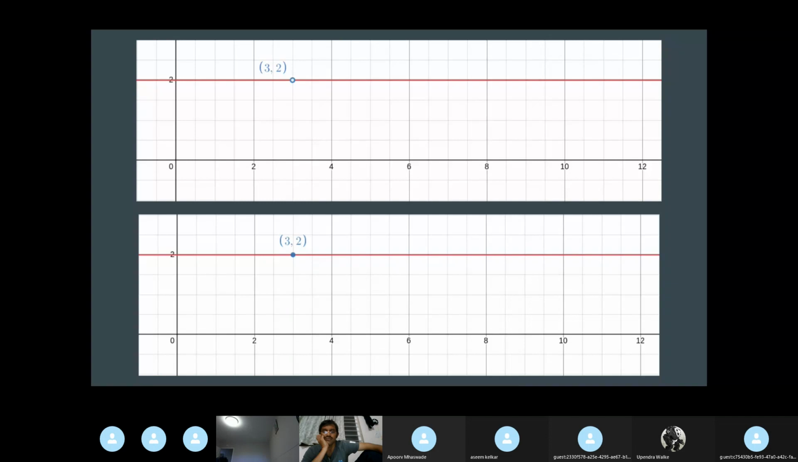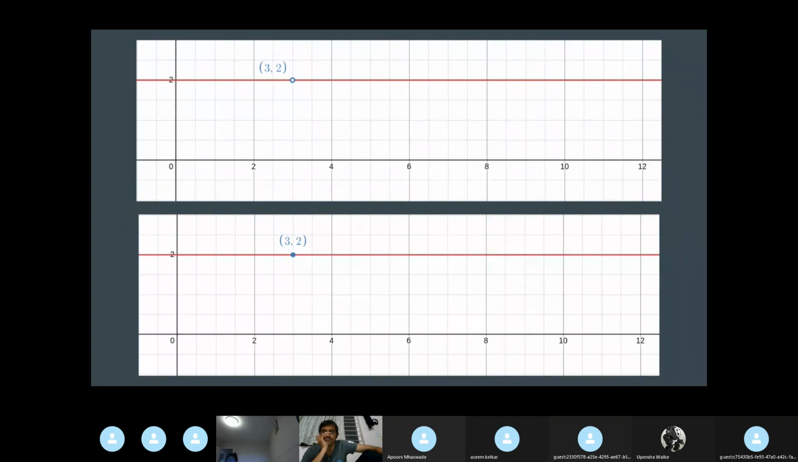Regardless of what value you choose, and even as it gets closer to 3, like 2.5, 2.9, 2.99, or even 2.99999, however close to 3 you choose the x value, you will still get a y value of 2.